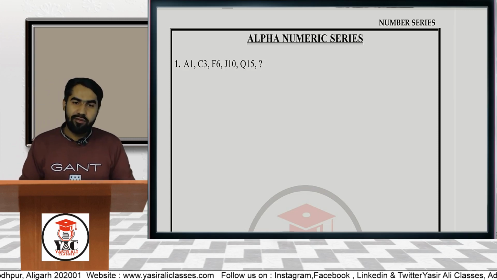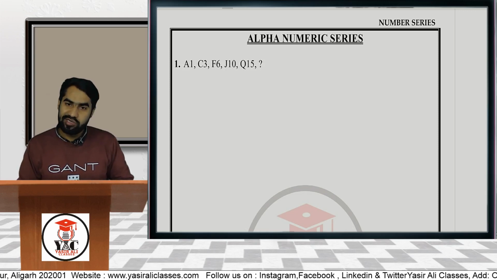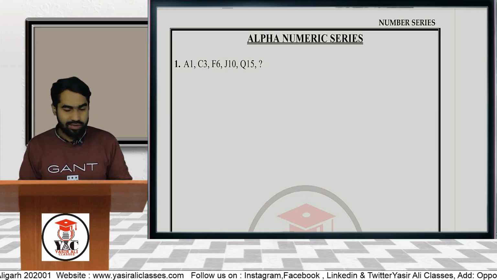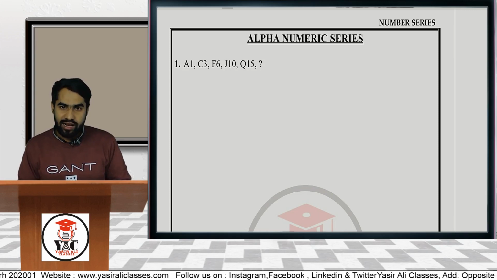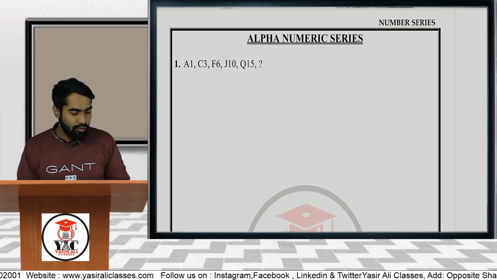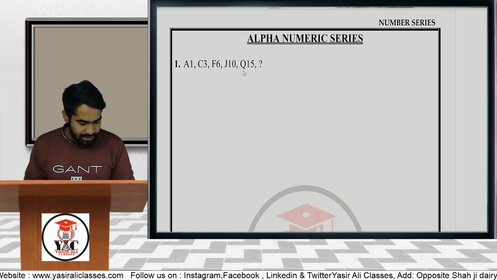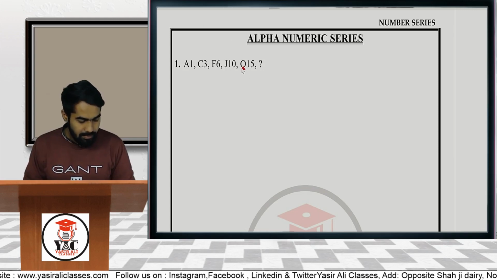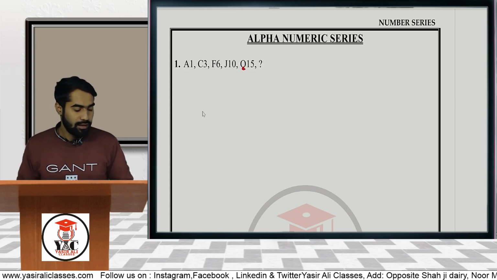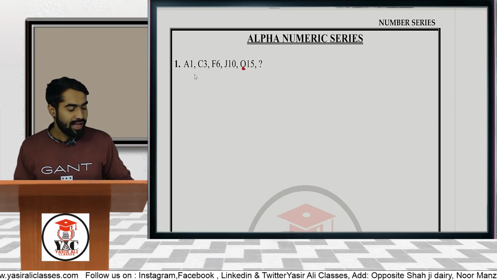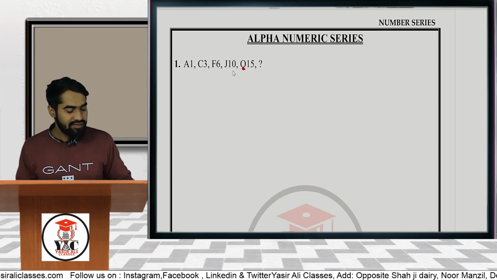Now we can have A1, A is on 1, C3, C is on 3, F6, F is on 6, J10 and next Q15. I think this should not be Q, this should be O, that is a little bit of a printing error. So now we can have A1, C3, F6, J10, O15.